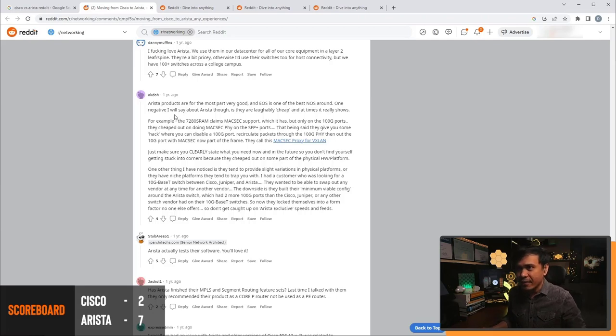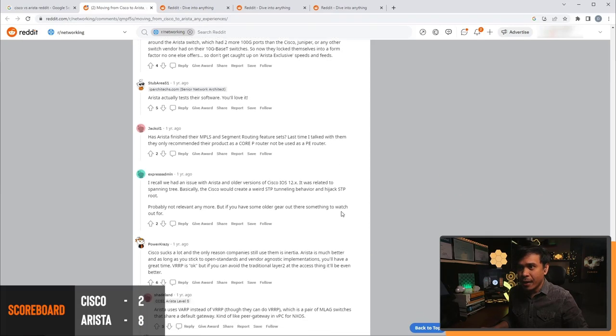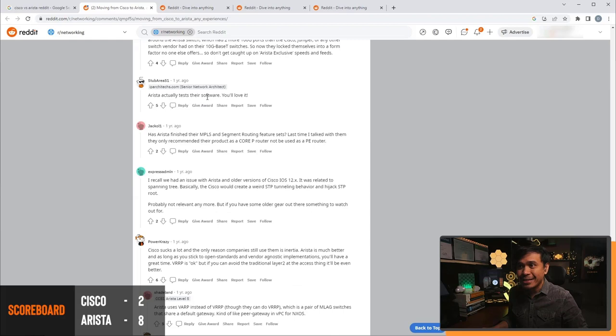Okay, one negative I will say about Arista though is they are laughably cheap, and at times it really shows. Okay, what that's supposed to mean. All right, just make sure you clearly state what you need now and in the future so you don't find yourself getting stuck in corners. All right, next comment. Arista actually tests their software. You love it. Are you saying Cisco doesn't test their software at all?